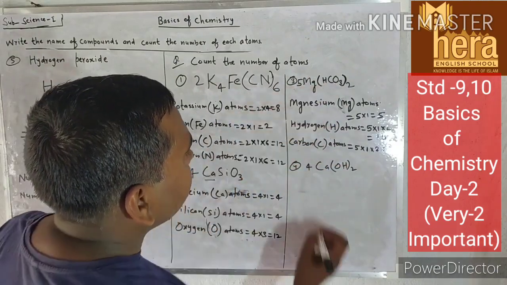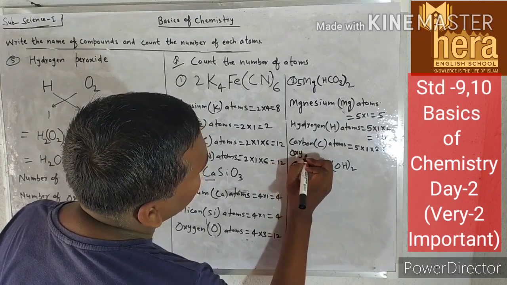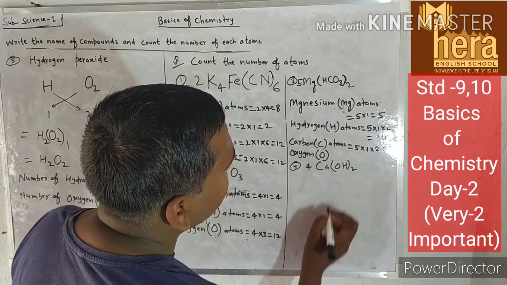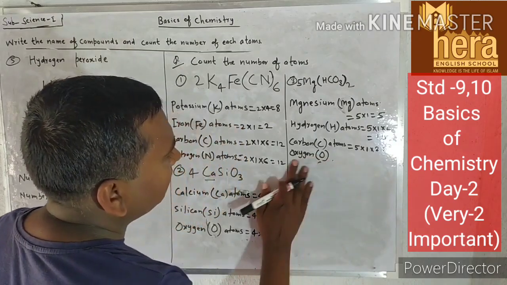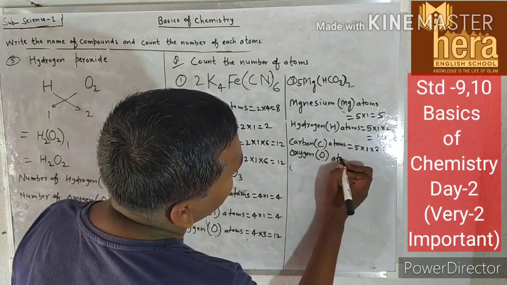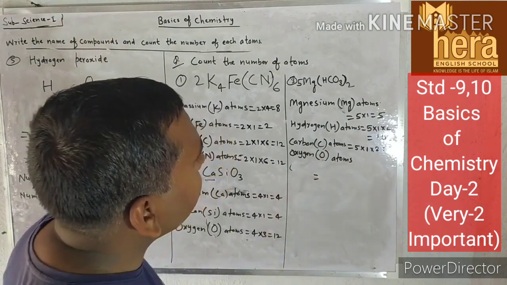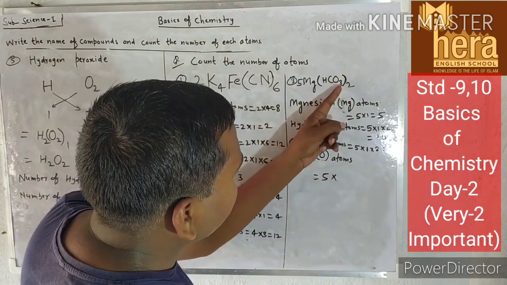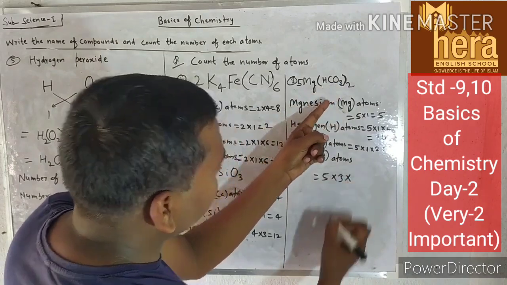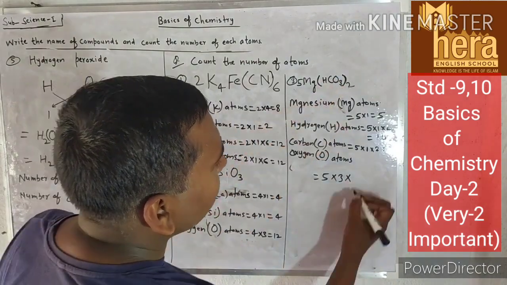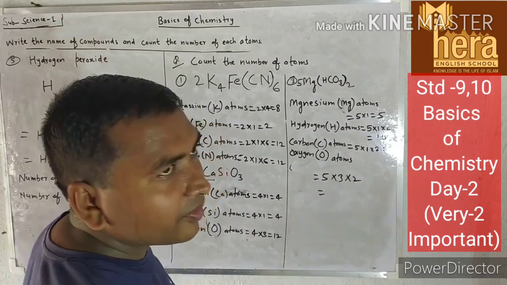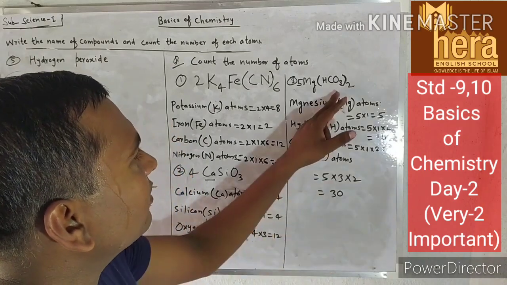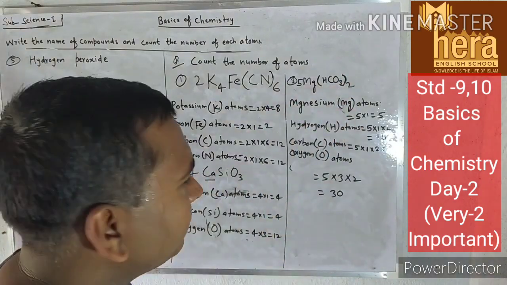Then oxygen, O, atoms is equal to, here is 5, write 5 into O, 3 is there, so write 3 into, after bracket there is 2, write 2, 5 3 the 15, 15 to the 30, 30 atoms of oxygen are there in these molecules. Okay.